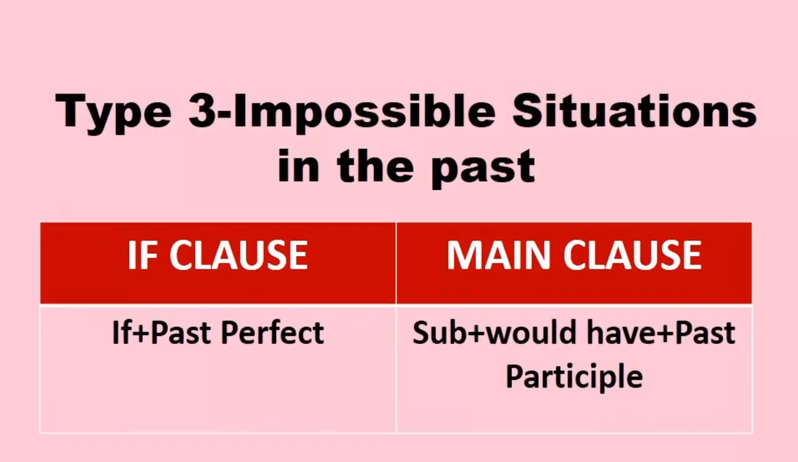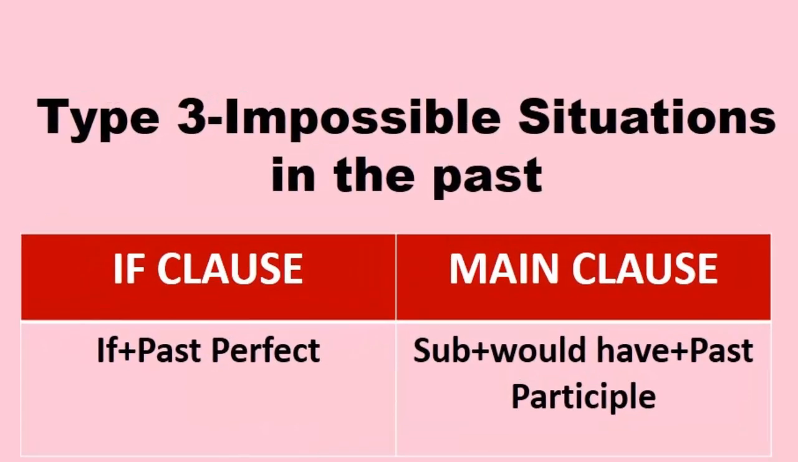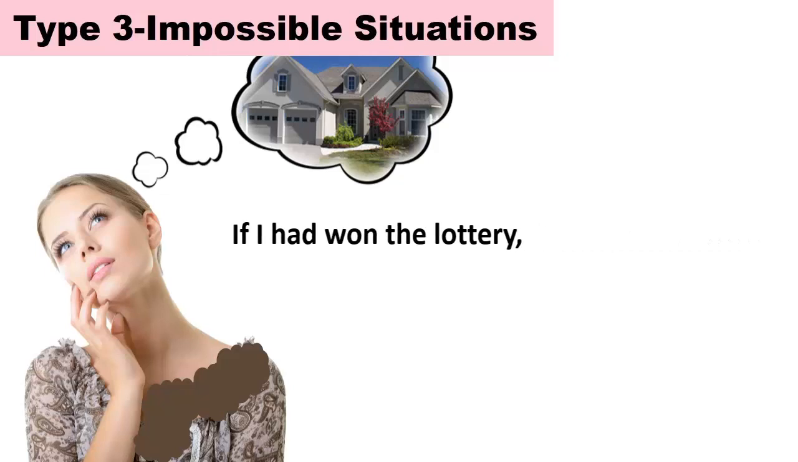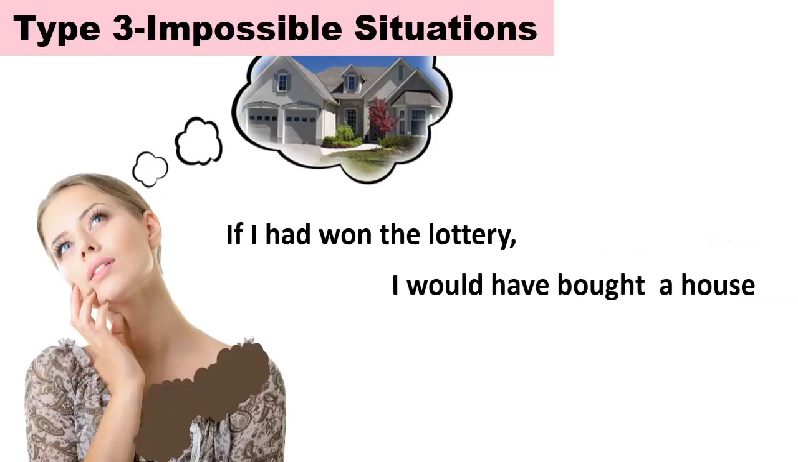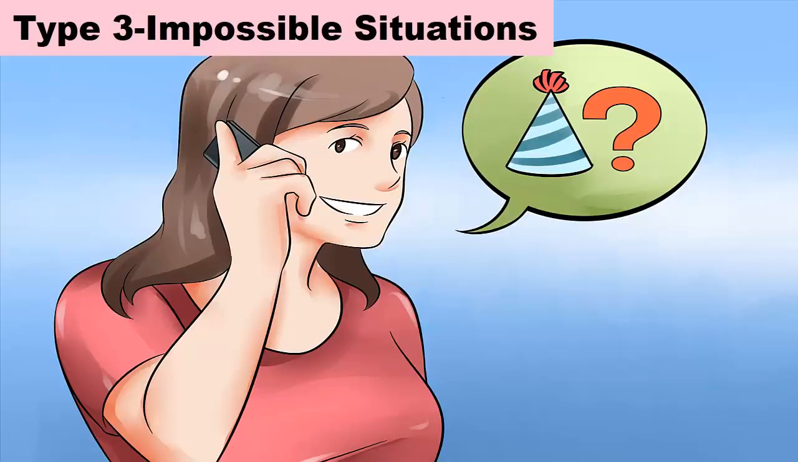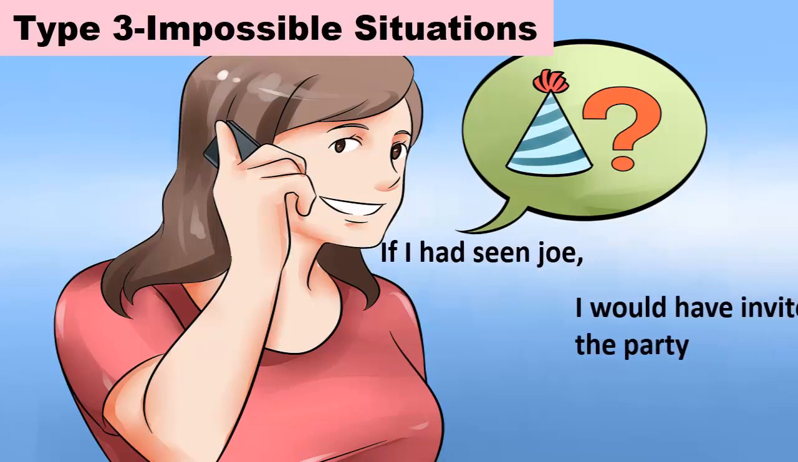We have similar examples. If I had won the lottery, I would have bought a house. If I had seen Jo, I would have invited her to the party.